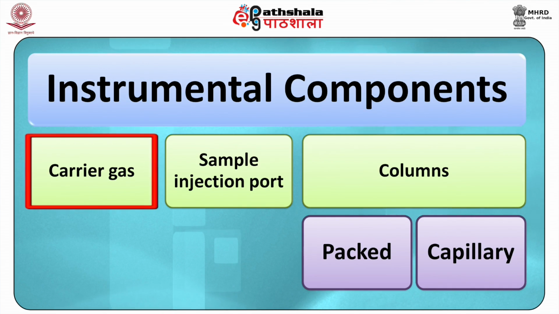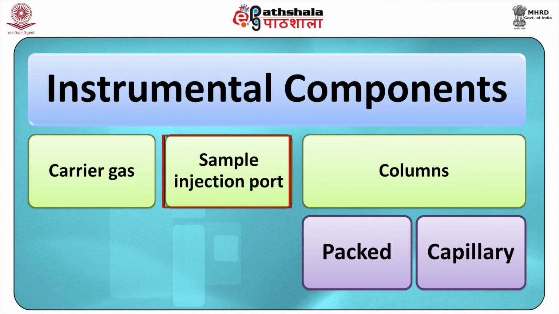First is the carrier gas. The gas that is used as a carrier must be chemically inert and mainly comprises gases such as nitrogen, helium, argon and carbon dioxide. The selection of carrier gas is basically reliant on the form of detector which is used. The carrier gas system also comprises a molecular sieve to eliminate water and other contaminations.